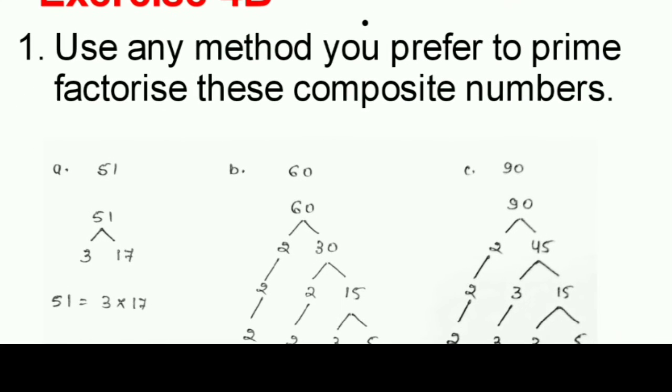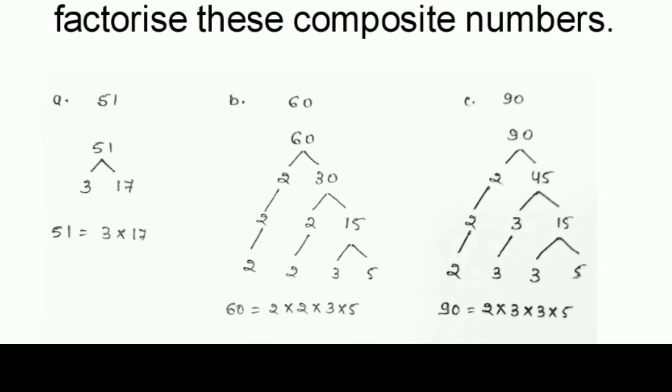Now we start exercise 4b. Use any method you prefer to prime factorize these composite numbers. Clear? So we can use any method. First one is 51. Come in the 2 table. Always we start from 2, 3 like this. So now we start from 3. So 3 times 17 is 51.